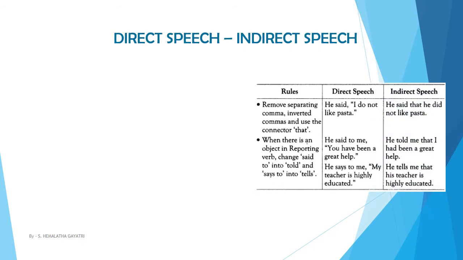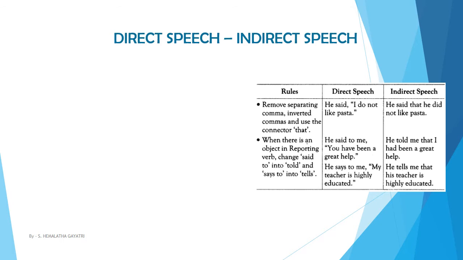Let's discuss them. Rules here are like when you're changing anything from direct speech to indirect speech, when you're removing this comma, you have to remember that when you remove this in indirect speech, you are going to add the connector that. Okay, so I already mentioned this, like that must be inserted. Let's see this with an example.